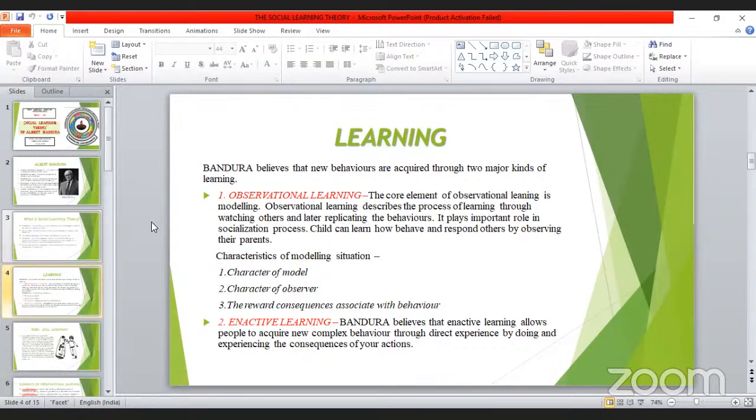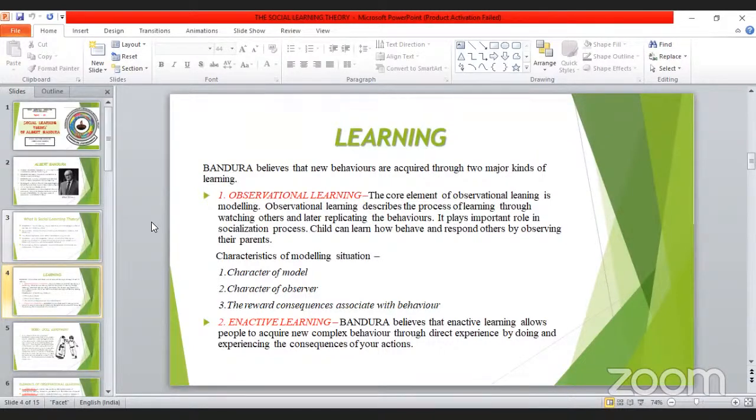But in enactive learning, in the case of observational learning, the observer, the learner, does not need to behave directly, does not need to execute the behavior. Without performing anything, the learner could learn through observation. So it is a kind of indirect process. But in enactive learning, the learner needs to perform the behavior. This is quite different from observational learning.